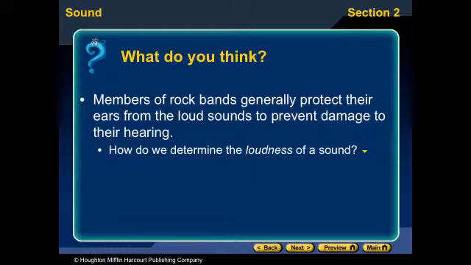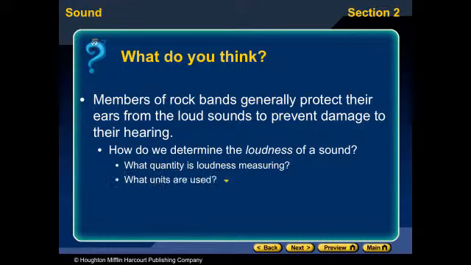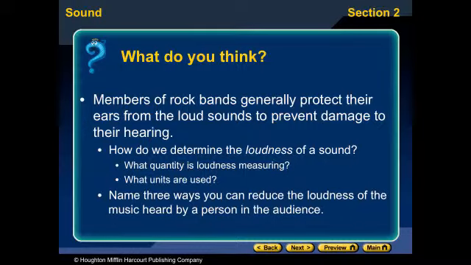So how do we determine the loudness of sound? What quantity is sound measuring and what units are used? Think about that. Now, name 3 ways you can reduce the loudness of the music heard by a person in the audience. Okay, you should have three ways.